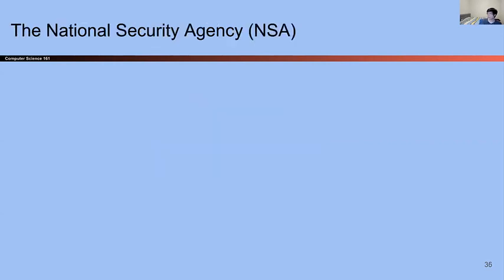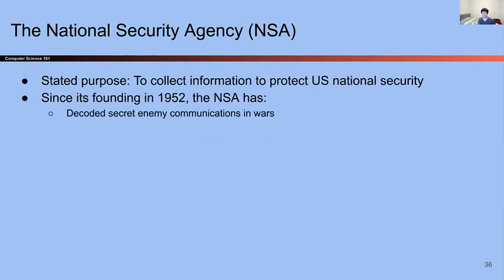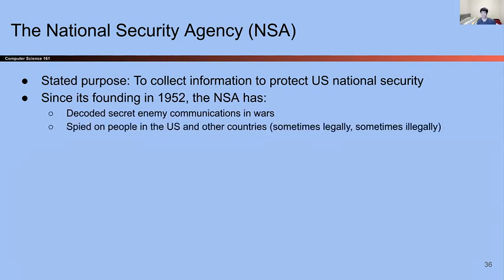Okay, so another threat model that we often talk about is the National Security Agency. And you'll see this come up in future lectures, basically for the rest of this semester. The stated purpose is to collect information and to protect the national security interests of the United States. Since they've been founded, they have decoded enemy communications in wars. They have spied on people in the United States and other countries. Sometimes this is illegal, sometimes this is not.